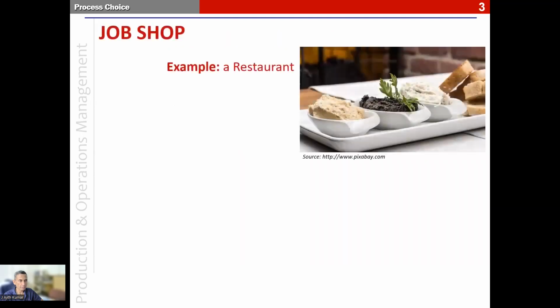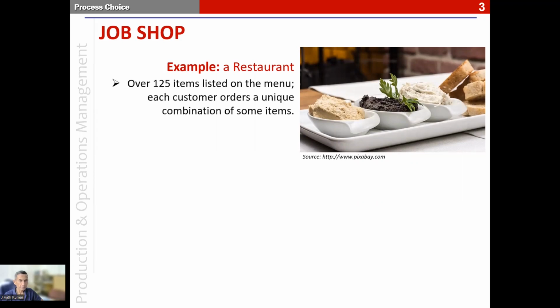To understand how the job shop situation is, let's take the example of an a la carte restaurant like this. Here, imagine that there are a large number of items listed on the menu, and each customer who comes orders a unique combination of some of these menu items. The customers who come there need not all order the very same items. The production and the service follows the order. The order is first given, and then the food is prepared and served to the customer.